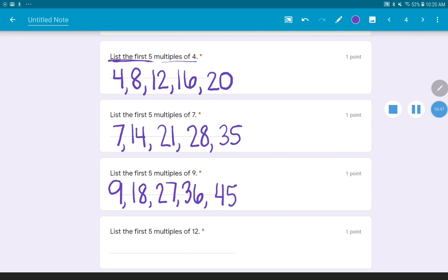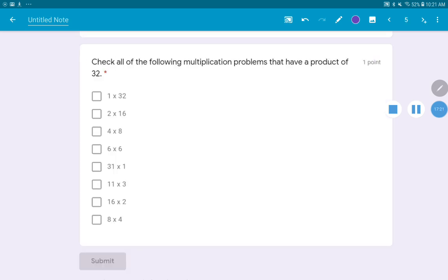All right, and the first 5 multiples of 12. 12 times 1 is 12, then 24, 36, 48. What is it? 60. I just added the 2s together and then I added the 2s together. We need to add the last number on each. Yeah, exactly. All right, last question.